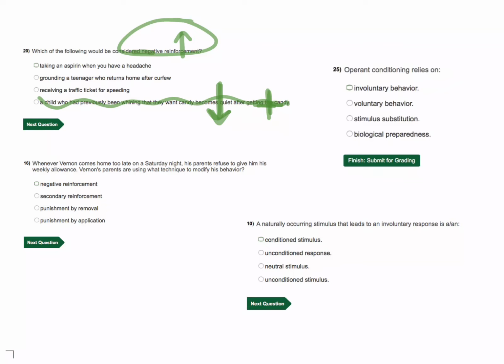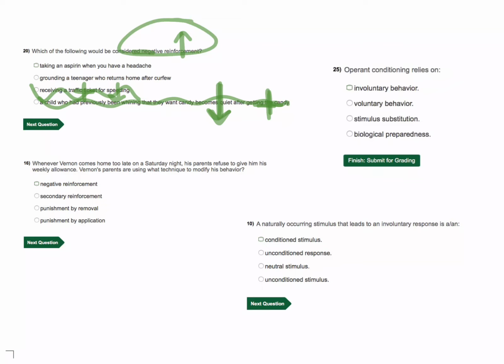All right, receiving a traffic ticket for speeding. So you are adding something. I would seriously just write these on your test. Makes it super easy. You are adding a speeding ticket. So immediately we can see that's not the answer. We're looking for some kind of negative reinforcer, but just for the sake of going through them and practicing, we obviously are wanting to decrease speeding, or at least I hope obviously. So you are adding something to decrease the behavior. Again, we're having positive punishment here, so that's also not the answer.